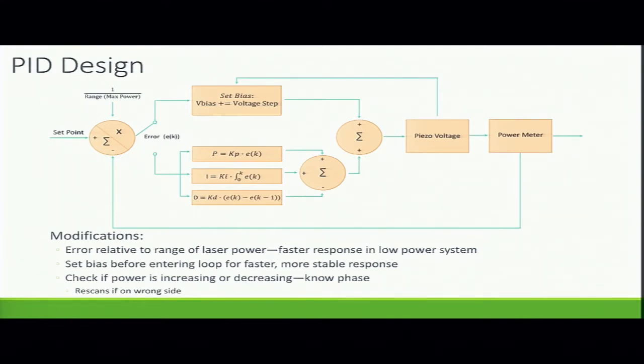That would scan the PID mirror to a position that was within plus or minus 5 microwatts of our set point before we entered our loop. We also checked whether our output power was increasing or decreasing with changes in position, so that we knew a little bit more about our system and knew what phase we were at, which would also be beneficial for future experiments that we run.